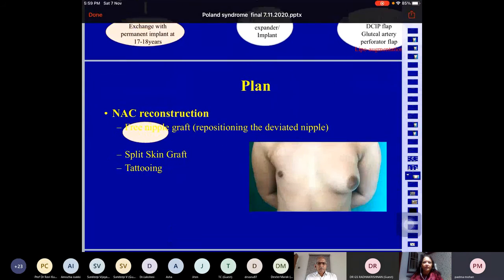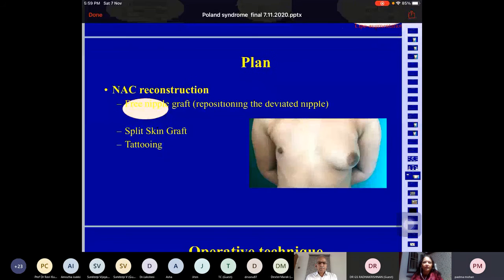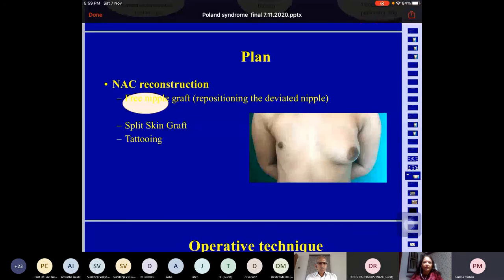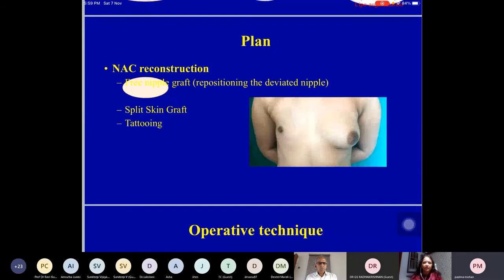Okay, let's go with your plan. So secondary after the breast reconstruction, I'm expecting the nipple areola complex to get more deviated, to go more laterally and upward. So I would plan for a free nipple graft. For increasing the size of the areola, I could go ahead with a split skin graft or tattooing, whichever the patient prefers.